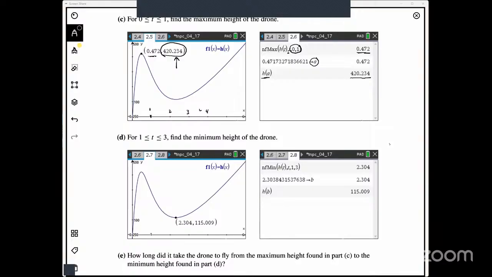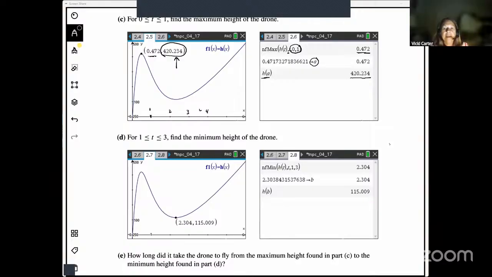Vicki, I know you're going to remind me about this, but in these kinds of problems, if students are asked to find the maximum height, they must report that 420.234, not the t-value of 0.472. And they have to be careful not to report an ordered pair. They need to be careful that they are answering the question, so they've got to carefully read what they're asked to do.